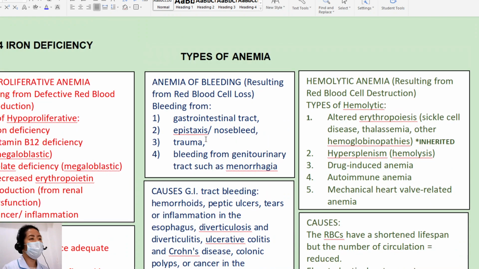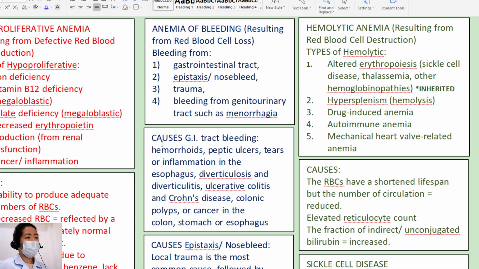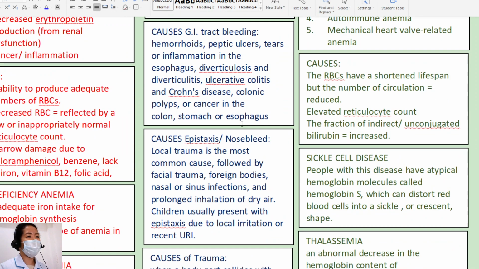Second category, anemia of bleeding. So this is bleeding, kinds of bleeding from gastrointestinal tract. It can be due to epistaxis or nosebleed, trauma, bleeding from genitourinary tract such as menorrhagia. Causes of GI tract bleeding: hemorrhoids, peptic ulcers, tears, or inflammation in the esophagus, diverticulosis and diverticulitis, ulcerative colitis, and Crohn's disease, colonic polyps, or cancer in the colon, stomach, or esophagus.